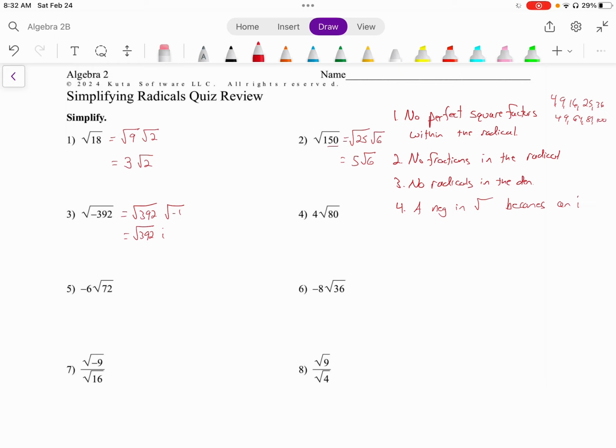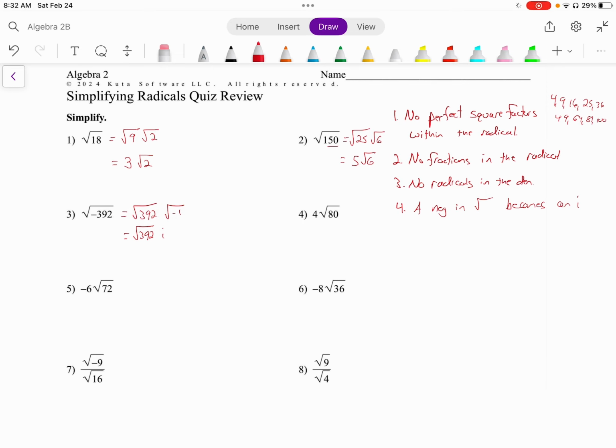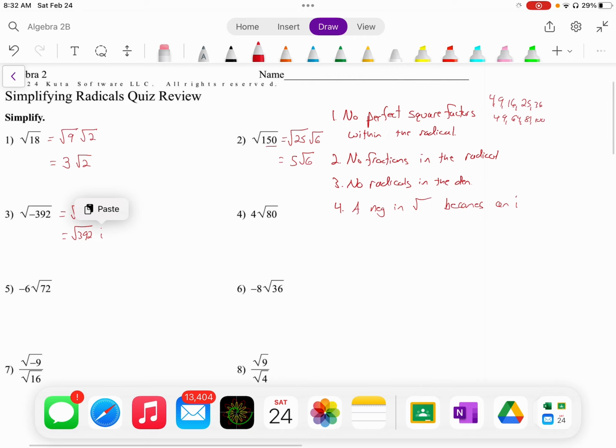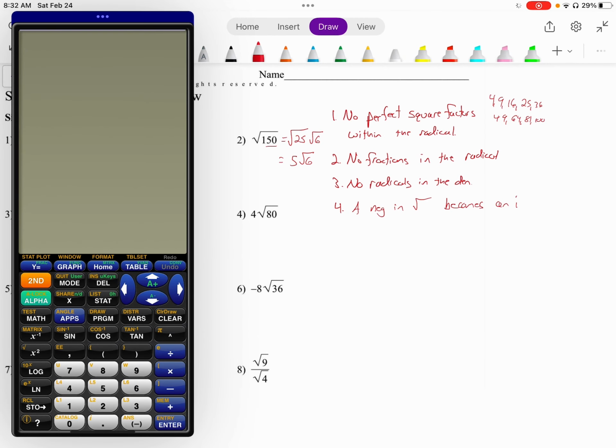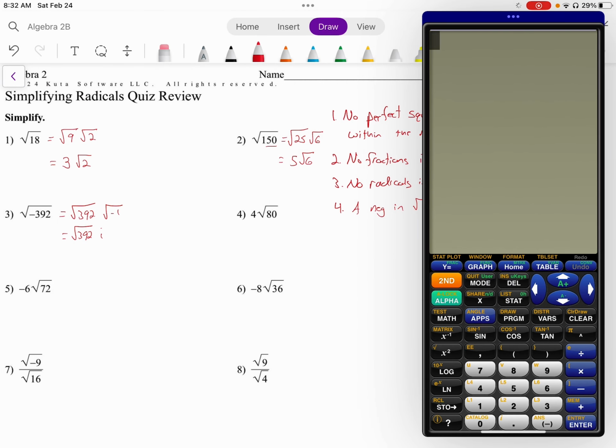Sometimes with a big number like 392, we would want to see if any larger numbers go into there. So we might think the 16 or even 36, or even 49. So I'm going to bring out a calculator here. What's 392 divided by 4? All right, so that's 98.